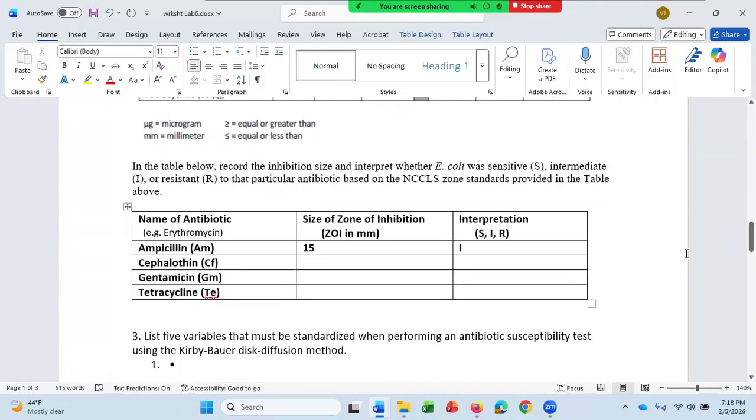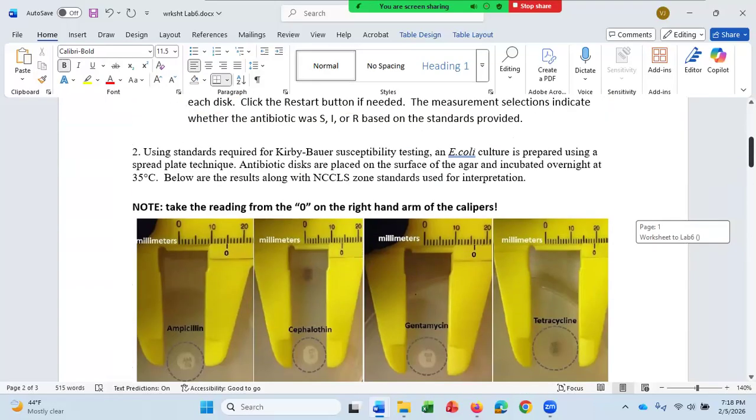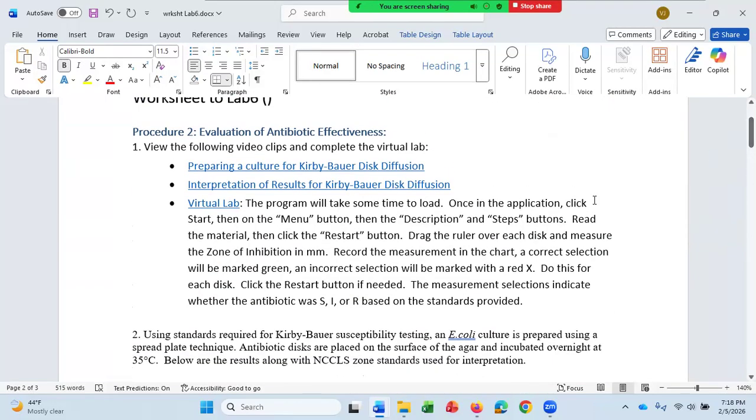So take the measurement of the zone of inhibition and put it in the table here, and then give your interpretation, put it here. I've done the first one for you. All right, that's question 2. One is just going through, looking at the video, the 2 videos in the virtual lab.